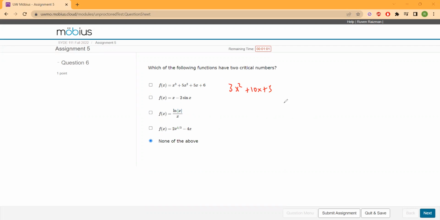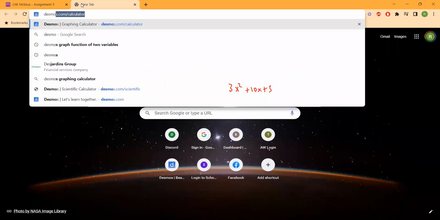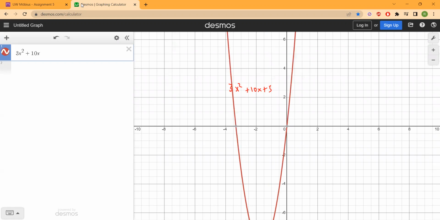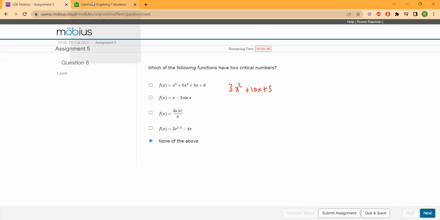The way it would look, I'm just going to go on to Desmos and draw it, because I'm sure we can all draw parabolas. Desmos calculator, so it was 3x squared plus 10x plus 5. And so here we see that it goes below. So this would in fact have two critical points.